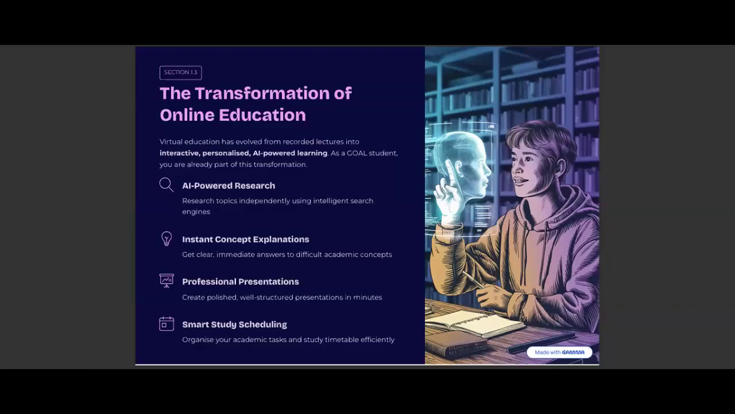Okay, what else in the reflection? I have here AI-powered research, instant concept explanations, professional presentations, smart student scheduling. The most important here is precisely the AI-powered research. Okay, that's the first one. And the one I like most is the instant concept explanations.